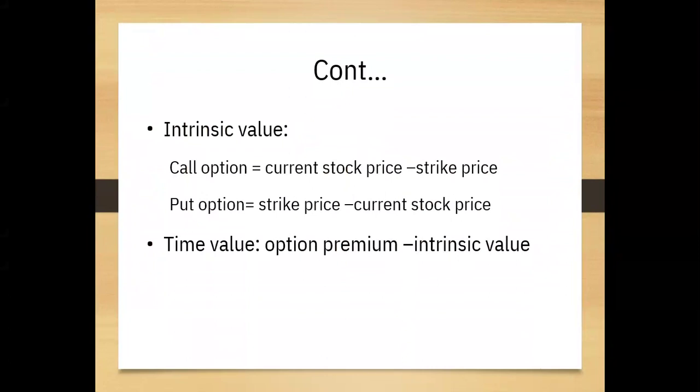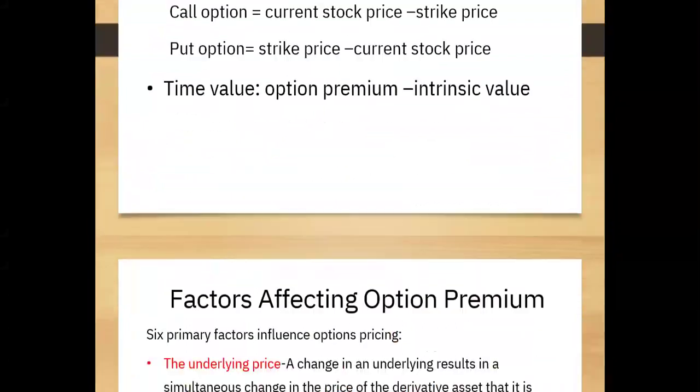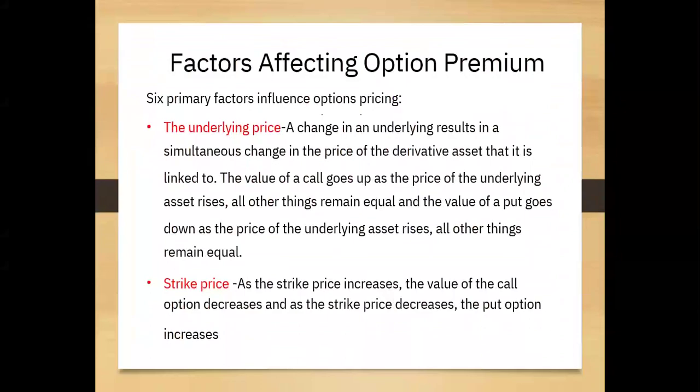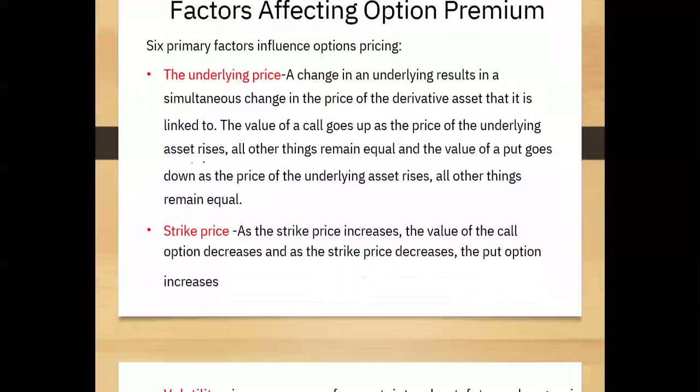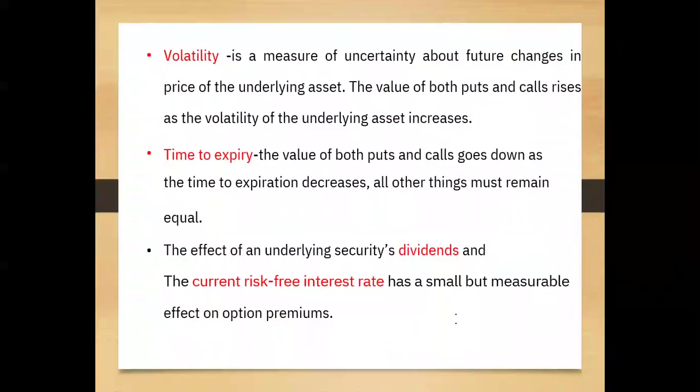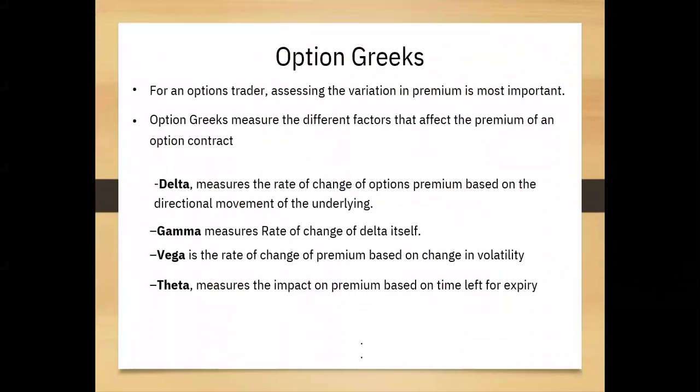Again, intrinsic value: for a call option, current stock price minus strike price; for a put option, strike price minus current stock price. Time value is option premium minus intrinsic value. Factors affecting the premium are the underlying price of the asset, strike price, and volatility, which is the uncertainty about future changes in the price of the underlying asset, time to expiry, and securities dividend and the current risk free interest rate. All are the option premium factors.